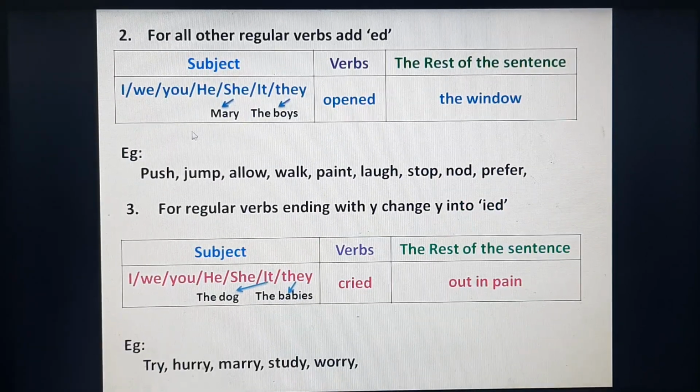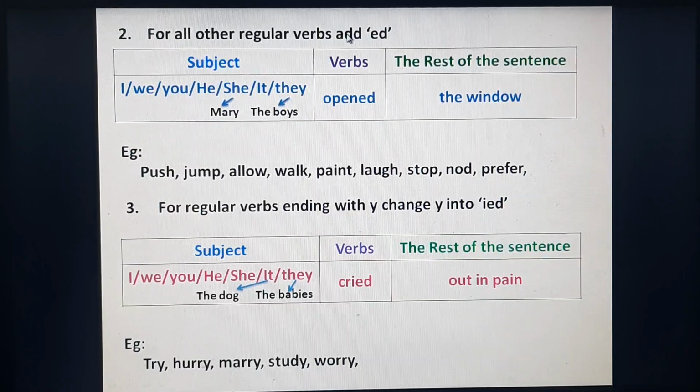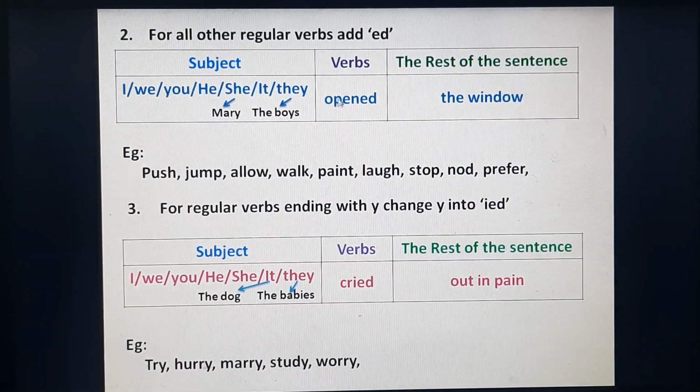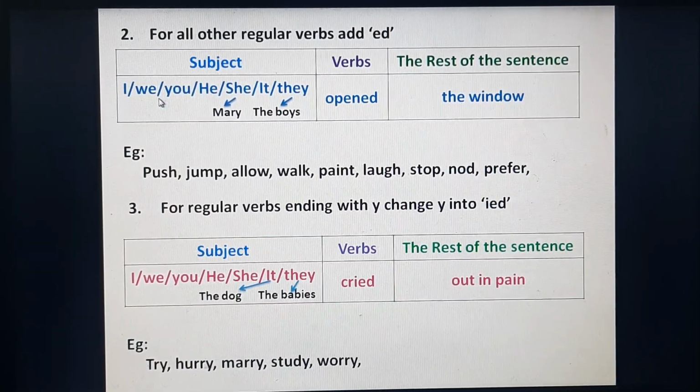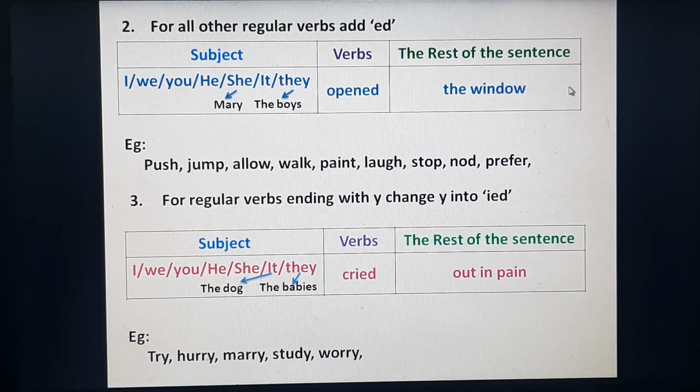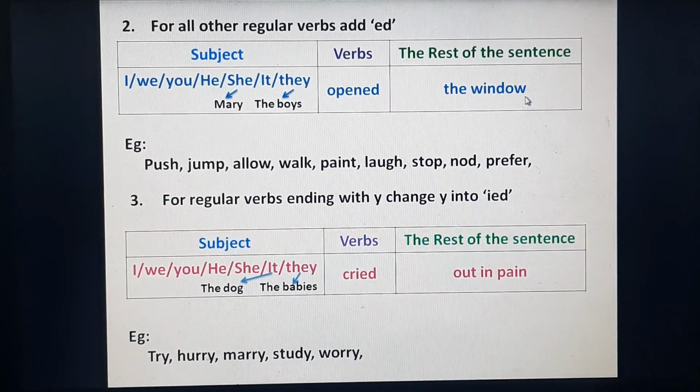For all other regular verbs, add ED. Open, opened. So we can say we opened the window. Mary opened the window.